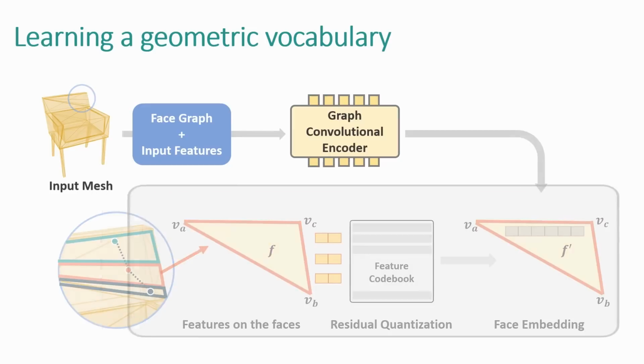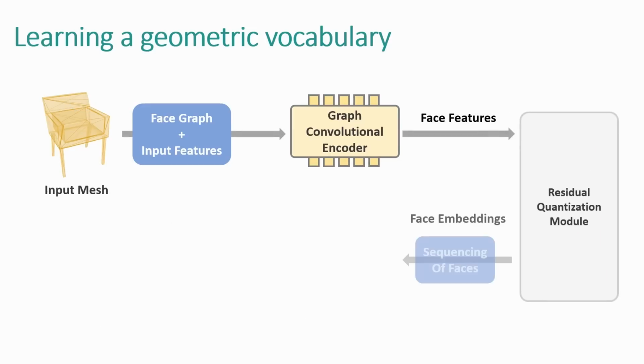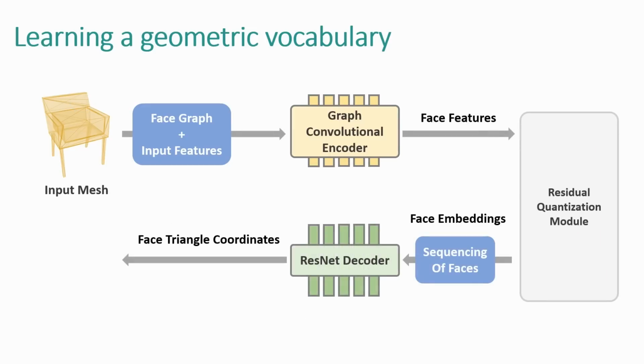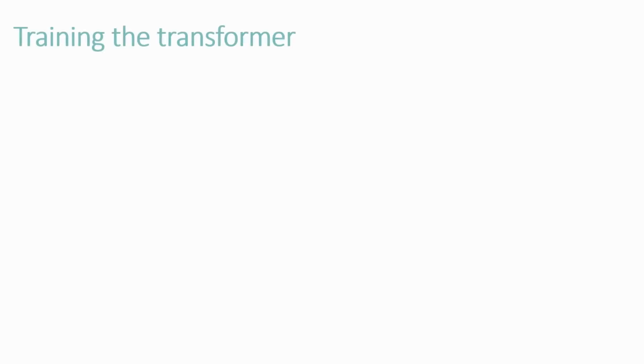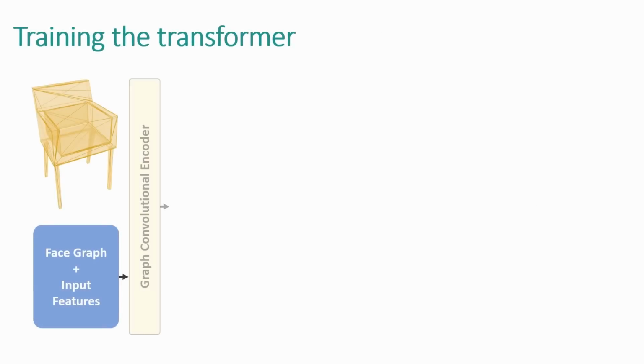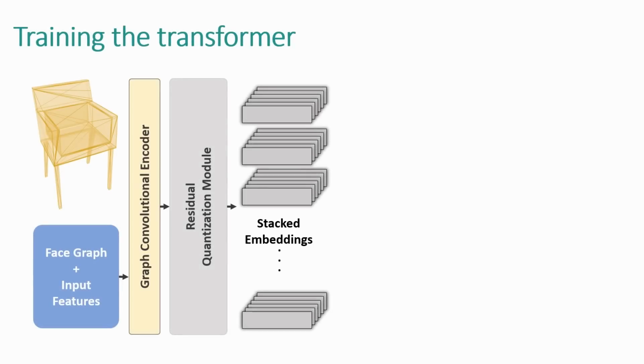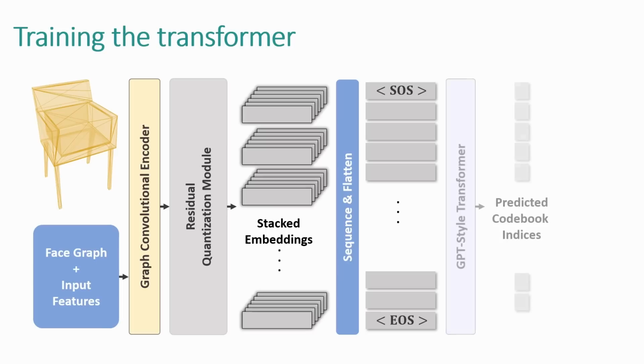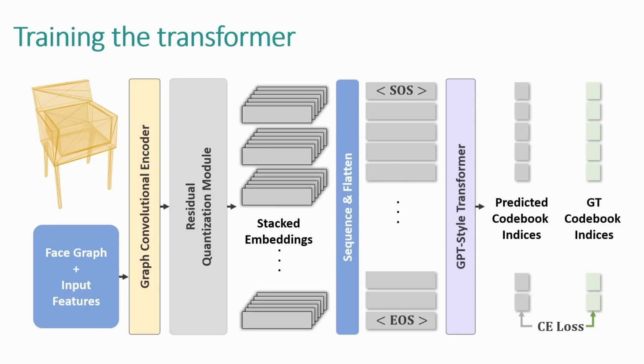These quantized embeddings are then sequenced and decoded with a ResNet network to predict coordinates of the faces, thus reconstructing the mesh. The stacked embeddings extracted using the graph encoder and residual quantization are sequenced, flattened, and bookended with a start and end token. This sequence is used to train a GPT-like transformer network.